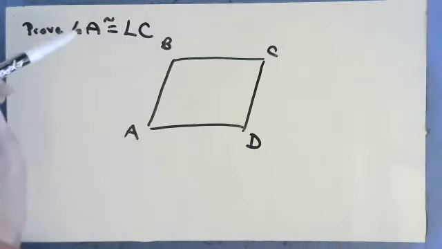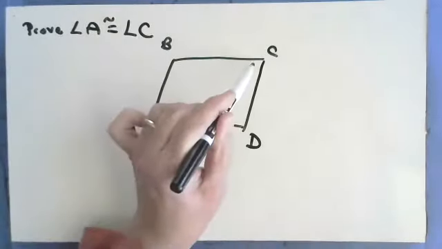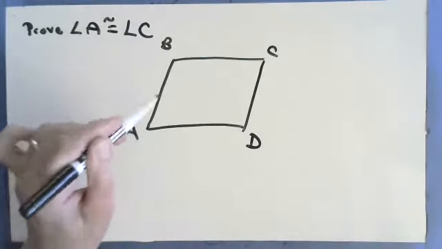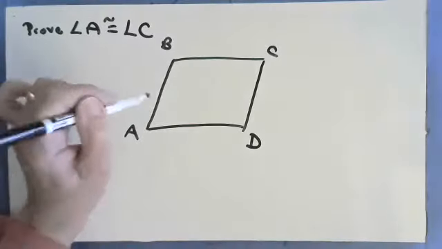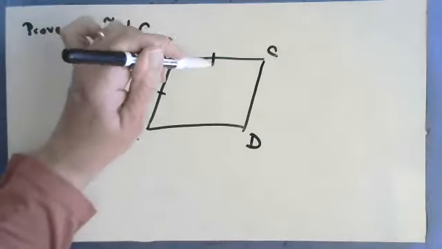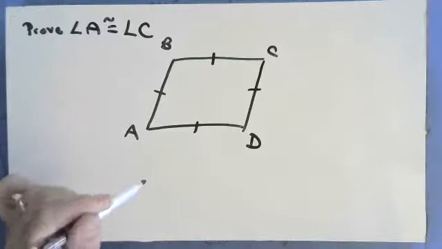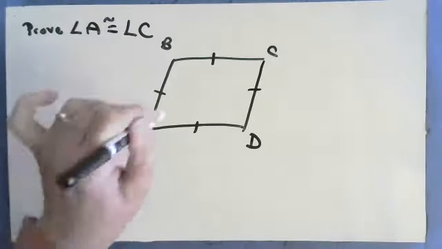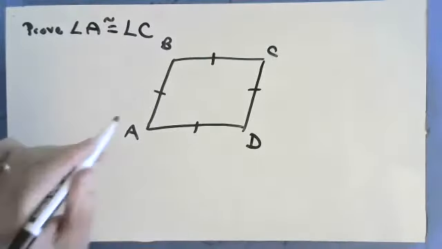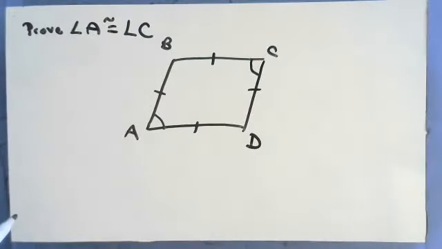We want to prove that this angle, A, is congruent to this angle, C, given this rhombus. And we know it's a rhombus because they told us that side AB is congruent to BC, is congruent to CD, is congruent to DA or AD. So it's a rhombus, a four-sided figure, and all the sides are congruent to each other. So we want to prove that this angle is congruent to that angle.